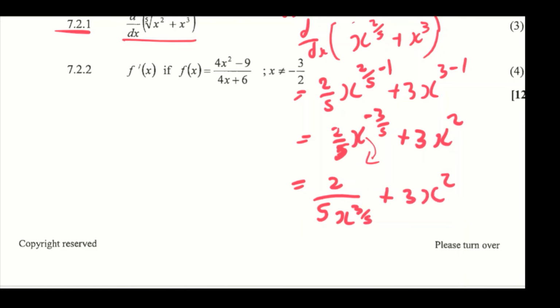So you can leave it like this, or you can write it as 2 over 5 multiplied by the fifth root of x to the power of 3 plus 3x squared. So yeah, you either leave it here or you leave it here, it's just up to you.